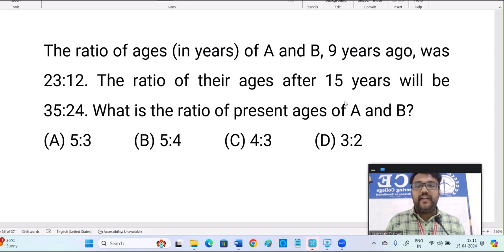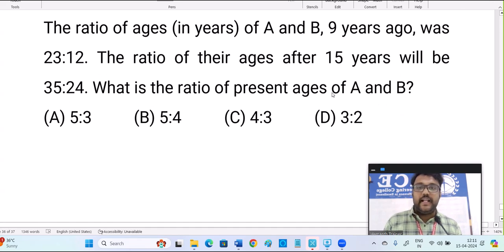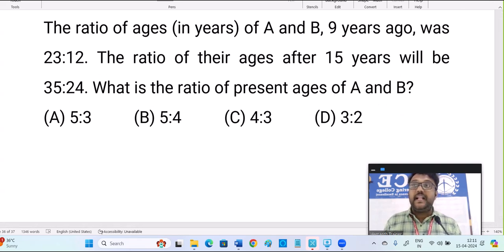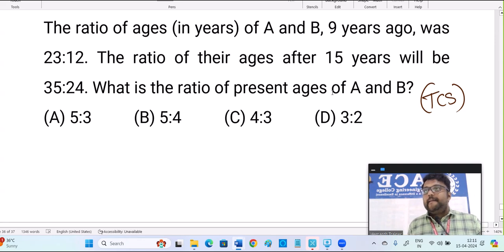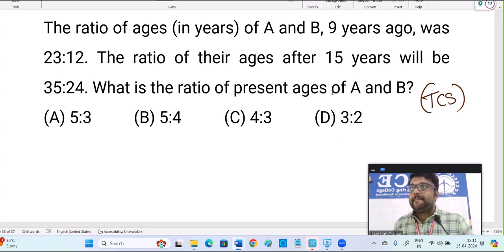Look at this question, asked in TCS. Nine years ago a certain ratio is given, and 15 years after another ratio is given. They are asking in what ratio the present ages of A and B are. Two ratios are given, and they want the present ratio of A and B's ages.